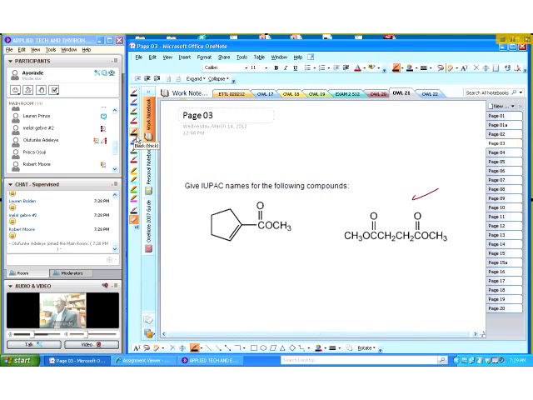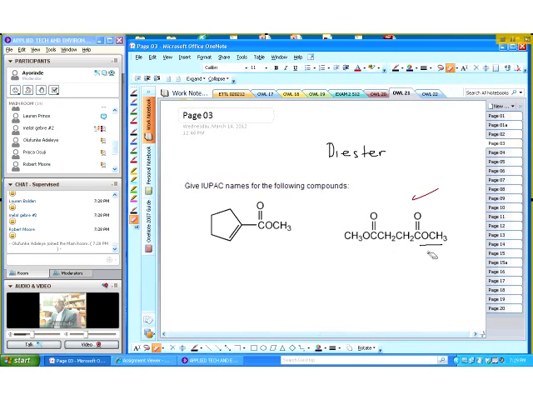So let us name this here. Now, keep in mind to name this, look at this here. How many carbon atoms do we have here? Of course, this is what we call a diester. This is an ester functionality right here. Another ester functionality here. So this is a diester. In other words, you have two ester functions within the same molecule.